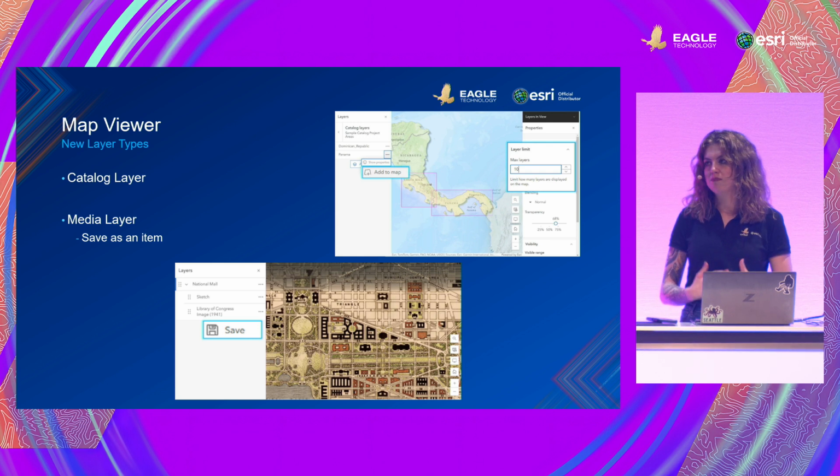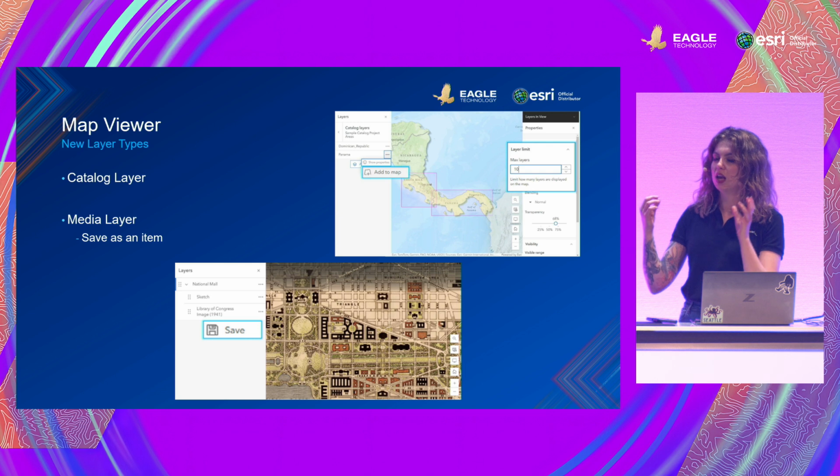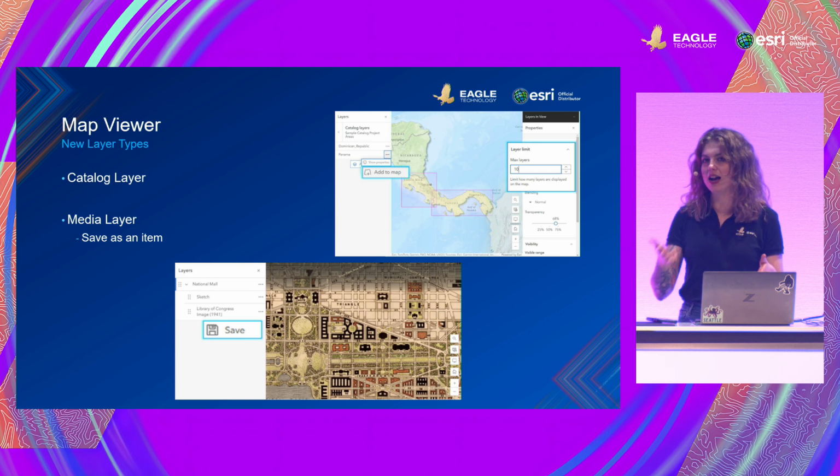But also media layers. Some of us may have already experienced pulling in a JPEG or a PDF and being able to put that on your map and georeference it, get it in the right place. But that's actually now a layer type, so you can save it and not have to georeference it again, and use it in a different map if you need to.